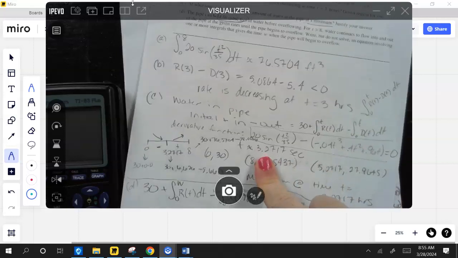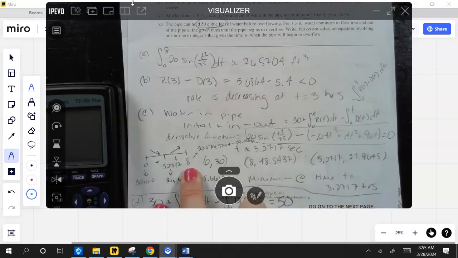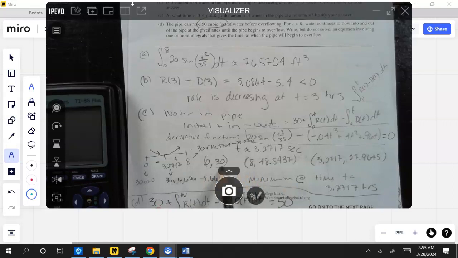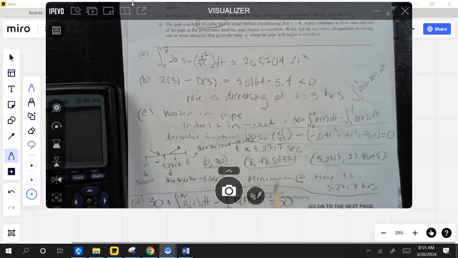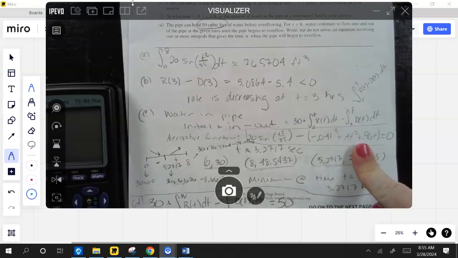And so, but in order to know, because it says when will it have a minimum amount, I have to include these endpoints also. And just finding these values at each of those is enough justification. You don't have to say it's increasing and decreasing or it's 0 or anything like that. These are enough. Okay, so here's what we're looking for. We're looking for, did you consider, at some point, did you know you had to subtract R of t minus D of t and set it equal to 0?